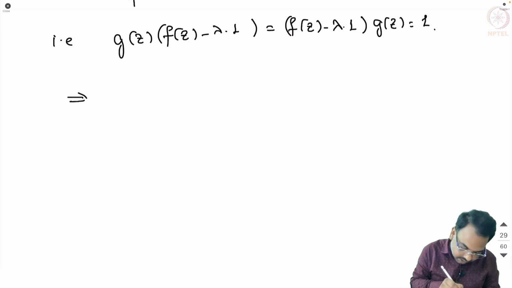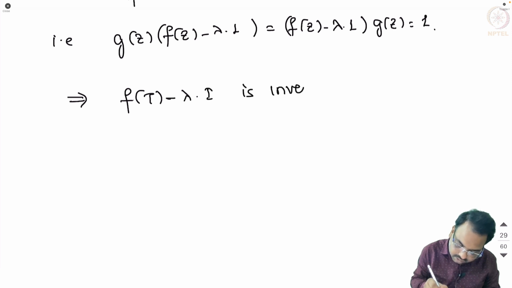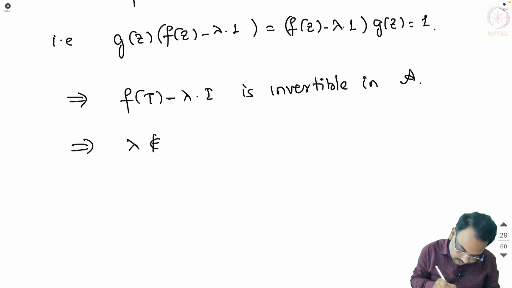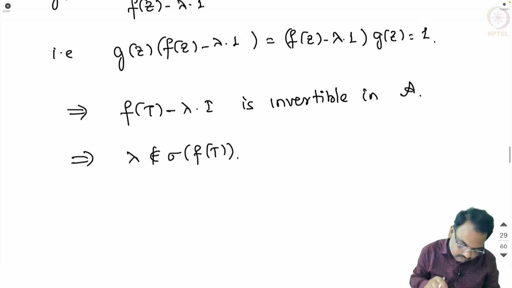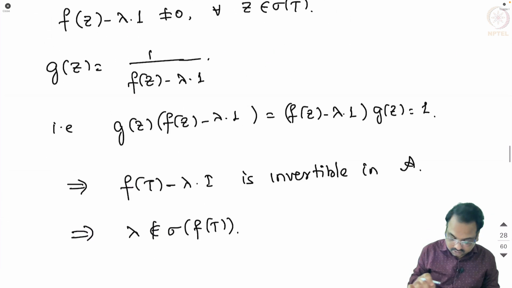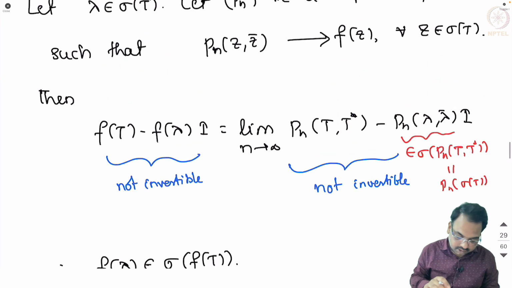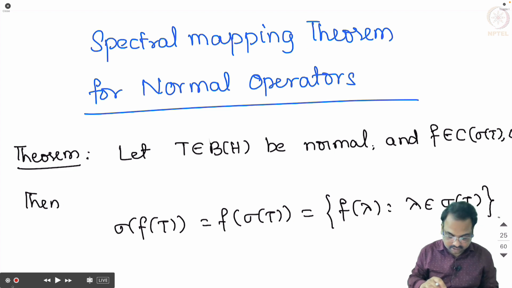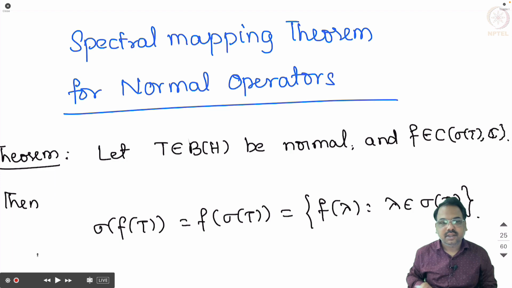Now if we apply the inverse of the Gelfand map, we get that f(T) minus λ times the identity is invertible in B(H); in fact it is in the C-star algebra A. So this implies that λ is not in the spectrum of f(T). So we have taken λ which is not inside f of the spectrum of T, and we have shown that λ is not in the spectrum of f(T). That means the claim is proved. So with these observations we conclude that the spectrum of f(T) equals f of the spectrum of T, which is the spectral mapping theorem for normal operators. Okay, I'll stop here. Thank you very much.